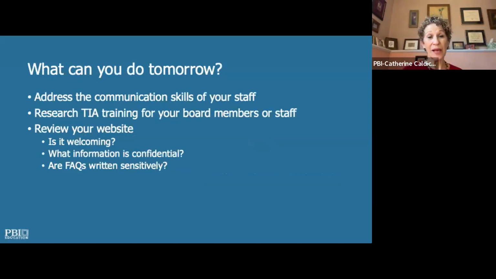Okay, your jobs are complex and difficult, and I don't mean to give you more to do. But here are some ideas that are fairly easy and simple that you might even be able to implement on Monday. You can find some guidance and resources about these on the handout. Things like addressing the communication skills of your staff, including the folks who answer the phone. Researching training for board members or staff, reviewing your website, making sure it's welcoming and it's clear what information is confidential and whether FAQs are written sensitively. So those are just a few examples.